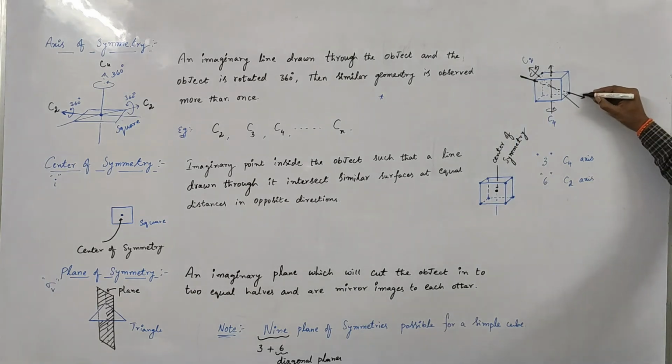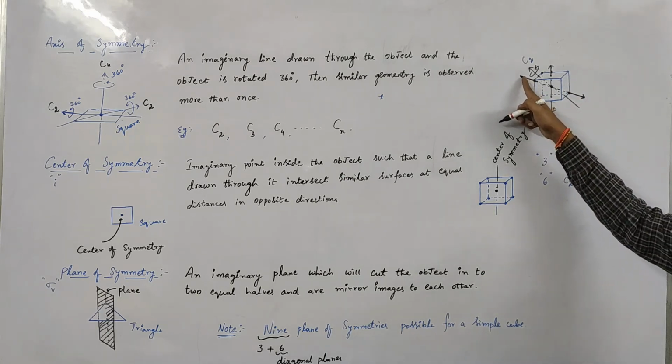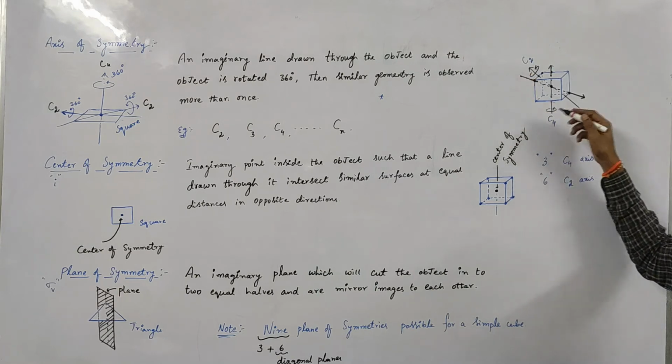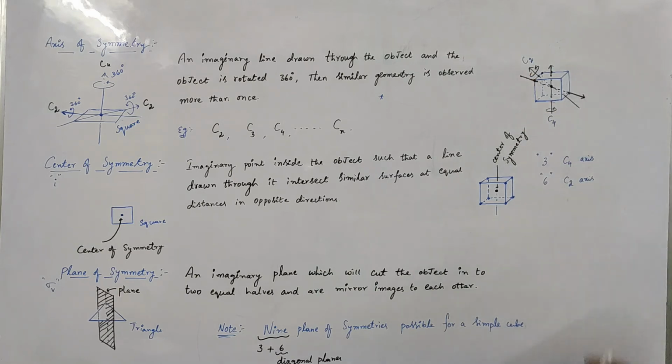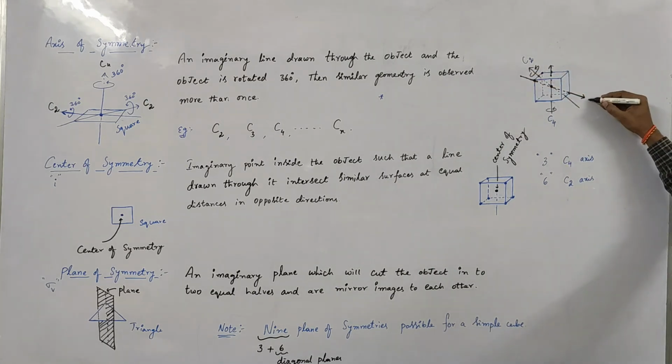Observe this. This is the center of symmetry, of course. Don't assume this line passing through two corners. Can I call this a body diagonal? This is a body diagonal like that. So this is the axis, nothing but the body diagonal axis.